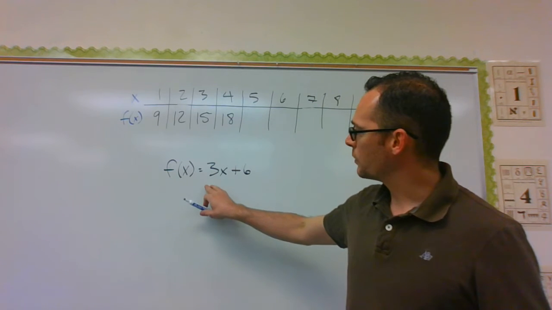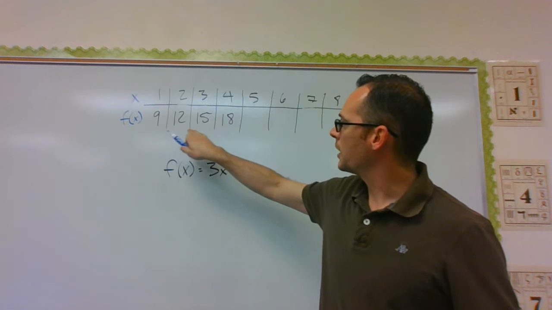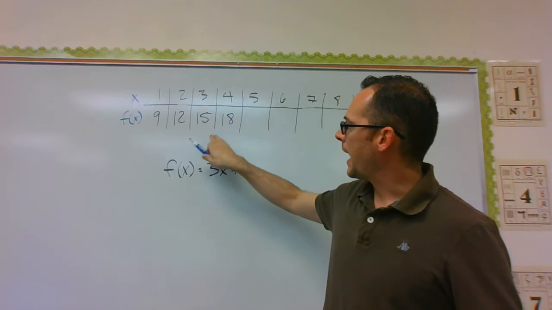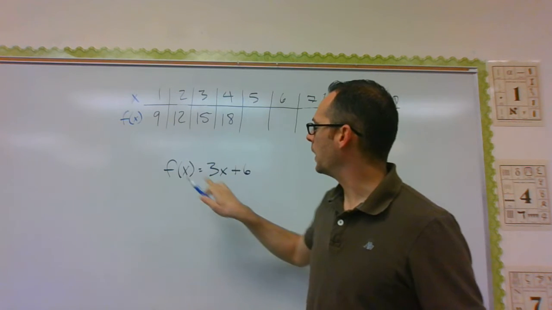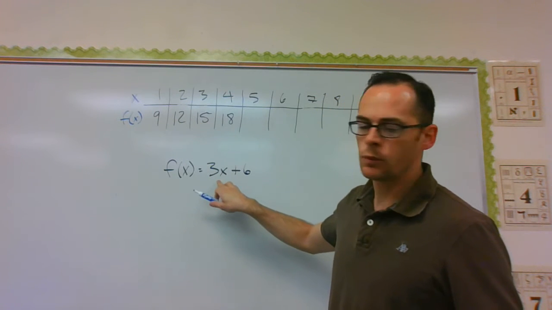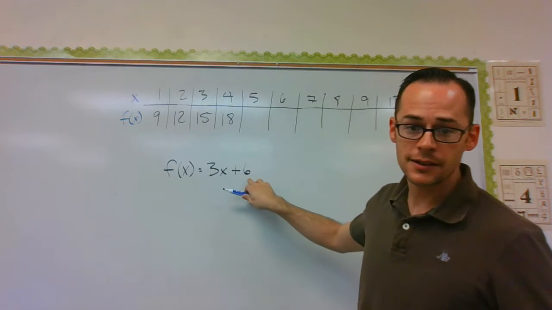Okay, so what we have here is an equation based off of this sequence. You'll notice that it's going up by threes. After the initial 3, if I were to input this 1 here, I'd have 3 times 1 is 3, but I actually start at 9. So I have to add the plus 6, okay?